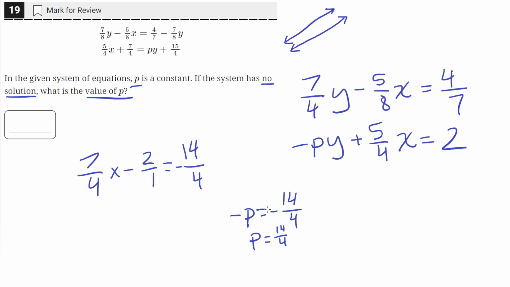So that means that when p equals 14 over 4, the equations of both these lines are parallel, meaning that they have no solution because they never intersect. So p equals 14 over 4.